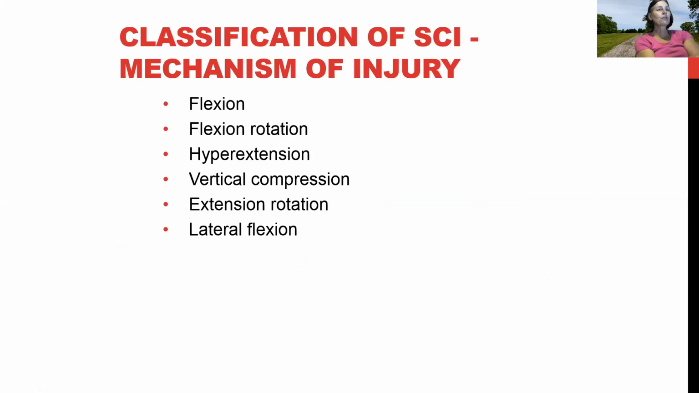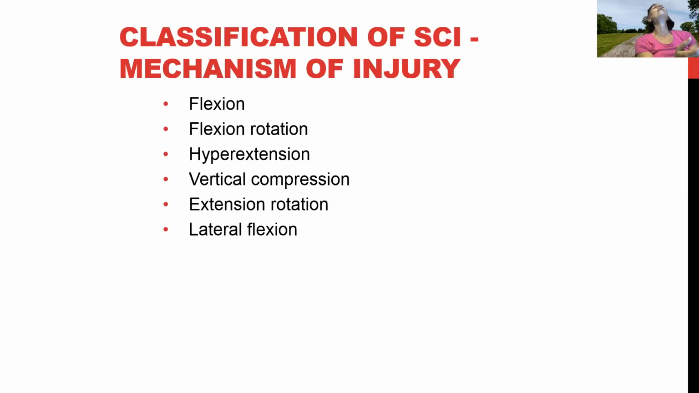Okay, when we talk about a spinal cord injury, SCI, one way they classify that is the mechanism of the injury. What happened to cause the injury? Was it a flexion injury? Was it a hyperextension injury? Was it a rotational injury? Was it extension and rotation? So all of those things can differentiate what part of the spinal cord was actually injured.